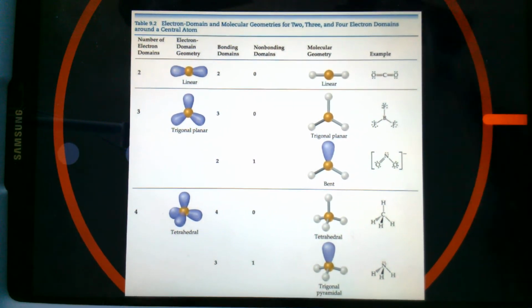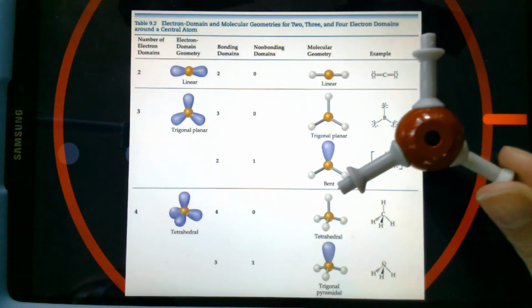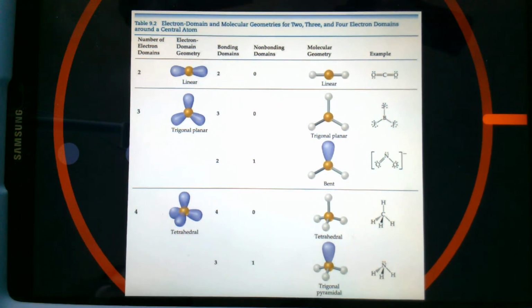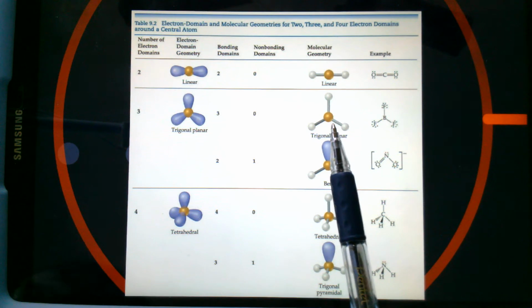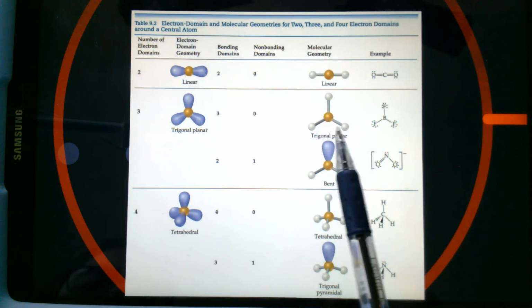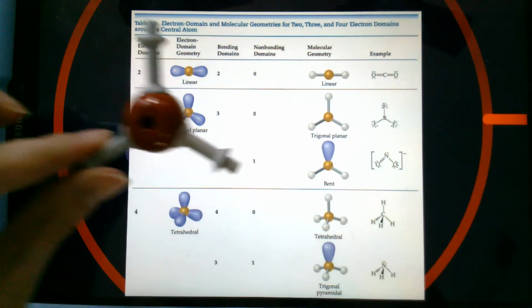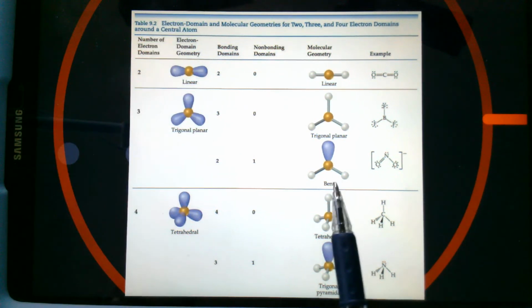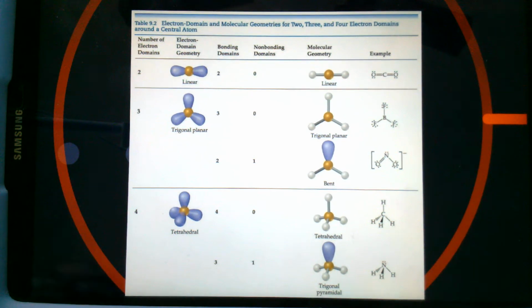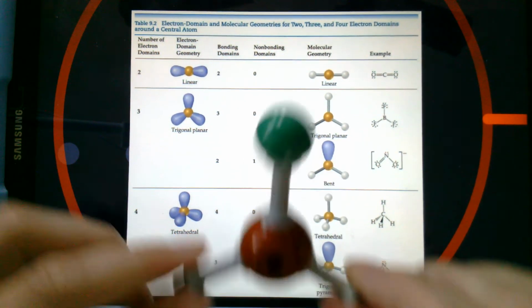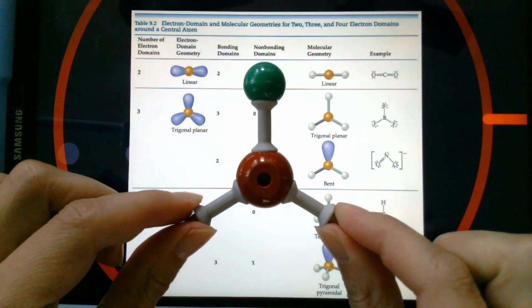Our trigonal planar shape, this guy here, there are a couple of shapes we can make. When we have 1, 2, 3, like we have here, when they're all bonding, we still get that trigonal planar shape. But what if we had something where one of these was a lone pair? I'm going to make lone pair green so we can see. So that's my lone pair.